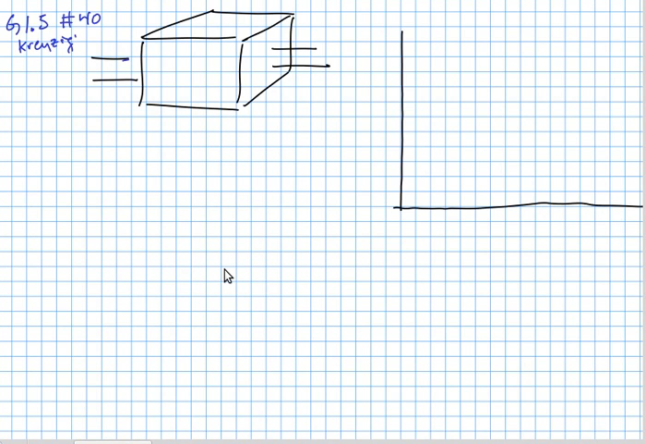Hi, this is Dr. Moberly, and we're going to look at Kreyszig section 1.5 problem number 40. This is the section with the non-homogeneous linear ODEs, first order ordinary differential equations. This one has 20,000 cubic feet of space in a room and air exchanging at 600 cubic feet per minute and going out at 600 cubic feet per minute.